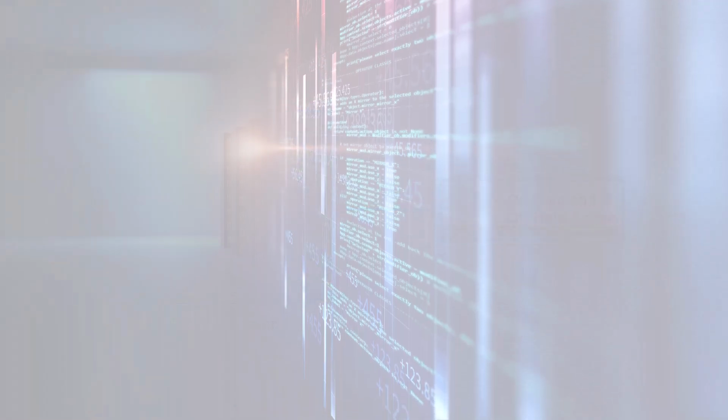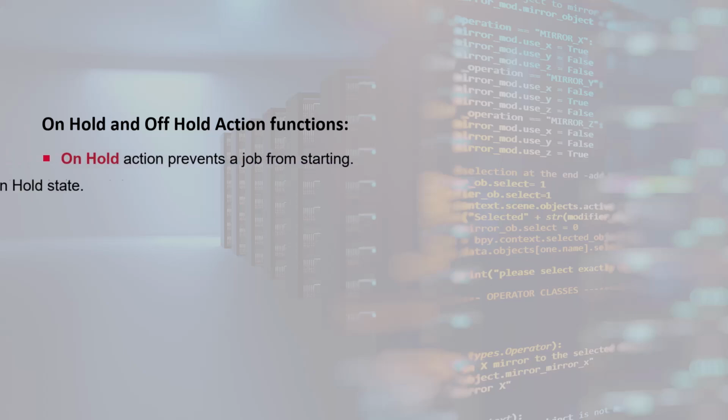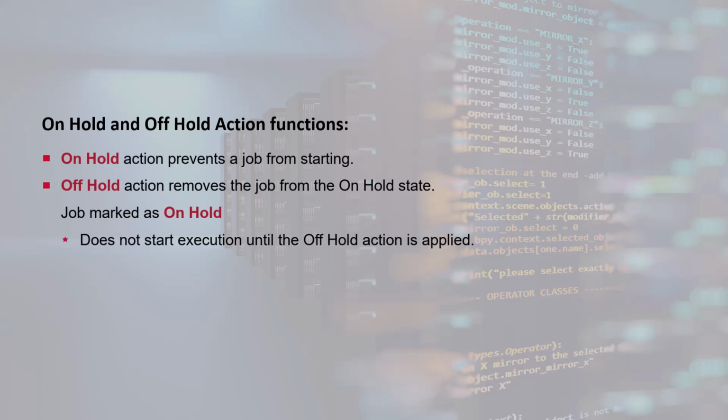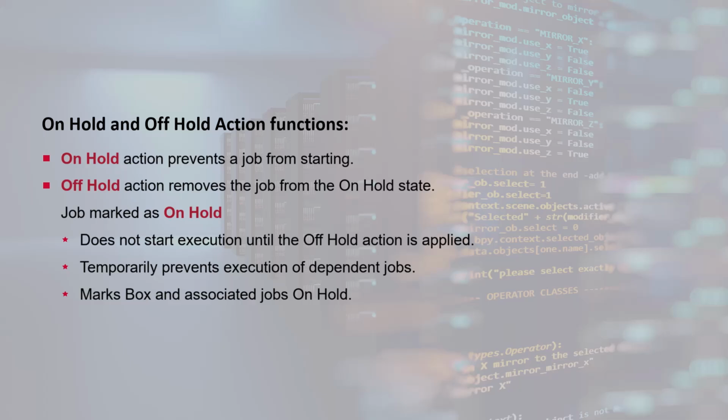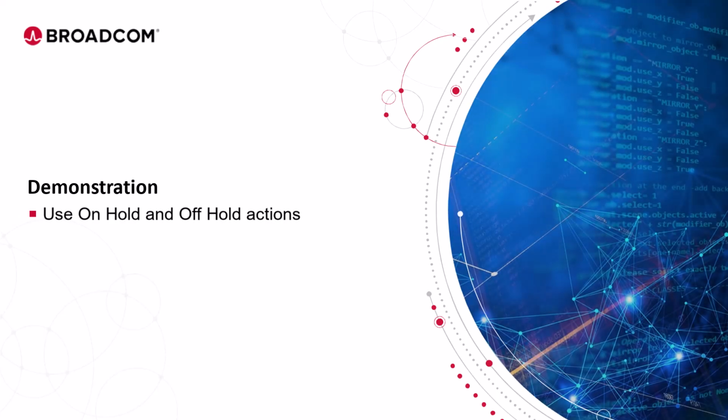Before we put a job on hold, let's understand how the on-hold and off-hold actions function. The on-hold action prevents a job from starting. The off-hold action removes the job from the on-hold state. If the job's starting conditions are met, it will start. A job that is marked as on hold does not start or resume execution until the off-hold action is applied. It temporarily prevents the execution of dependent jobs, and marks the box and the associated jobs on hold. Let's enter our training environment to use the on-hold and off-hold actions on an existing job.